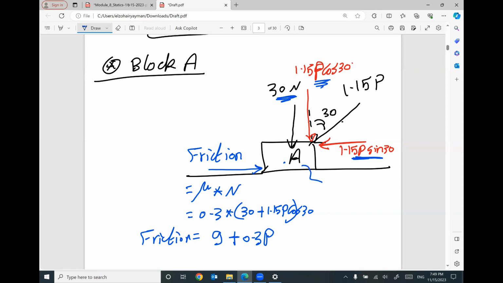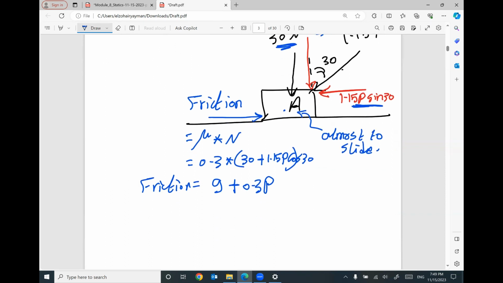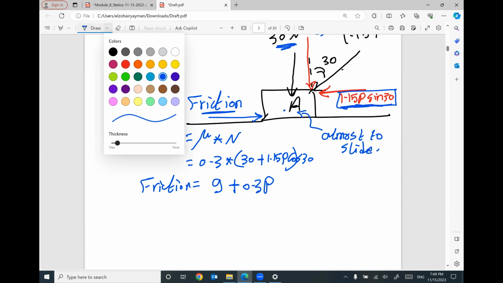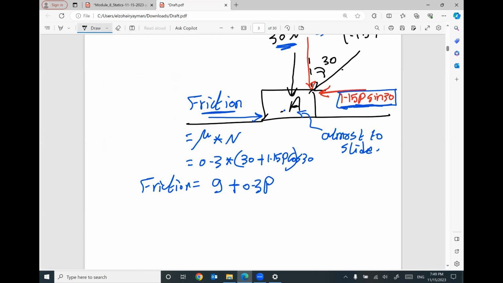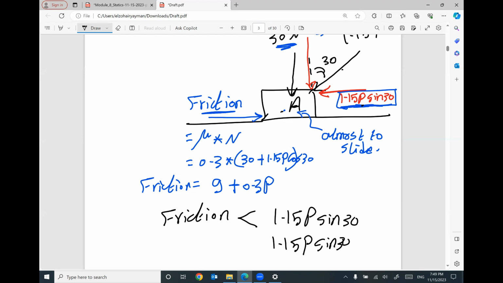If you would like to make this block almost to slide, the applied force from this component must equal the friction force. Or if you would like to make this block A slide, this force, 1.15 P sine 30, must be greater than this friction force. So 1.15 P sine 30 must be greater than 9 plus 0.3 P.